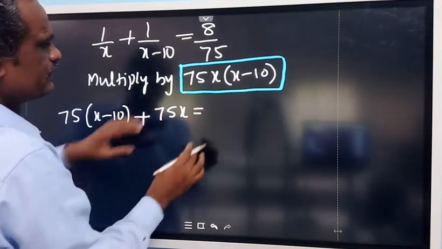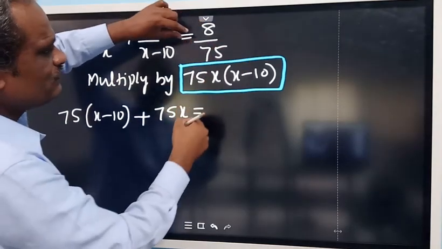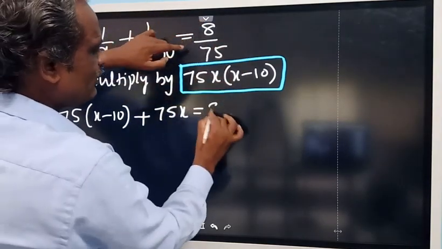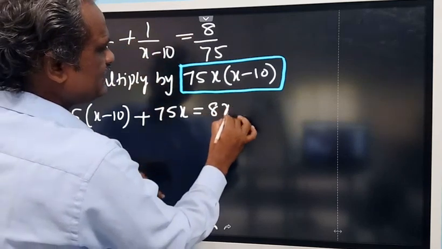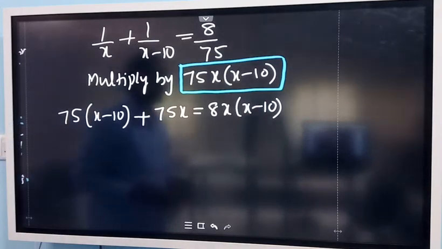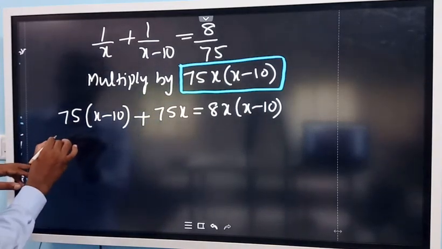75x. Then take this and keep here and cancel the terms that cancel: 75 and 75. Then 8 will be there in the numerator, 8 into x into x minus 10. Only 75 gets cancelled.